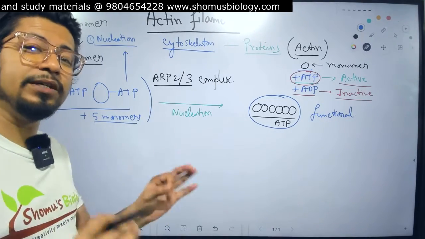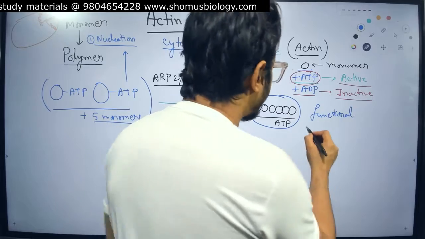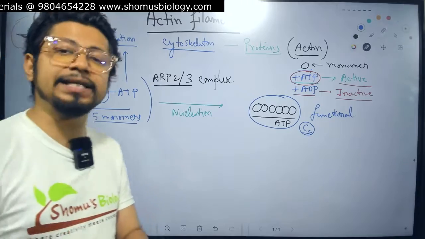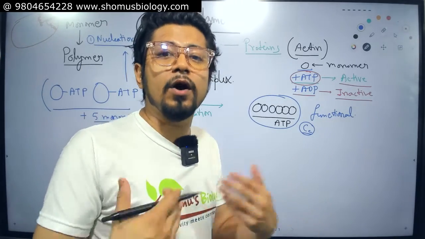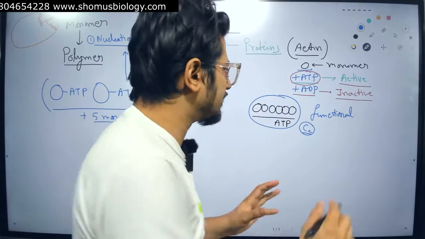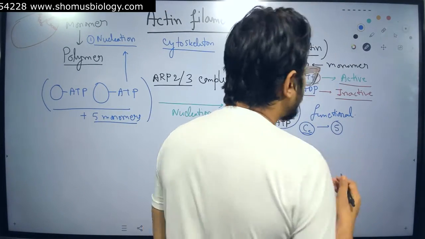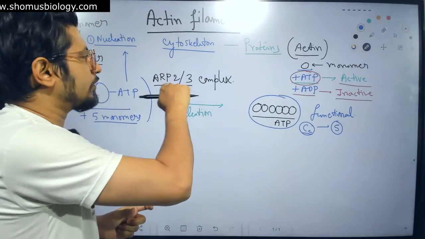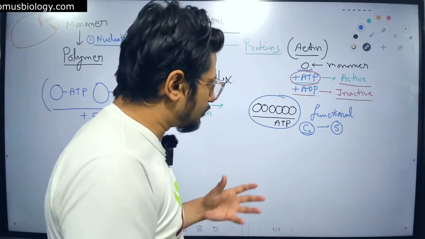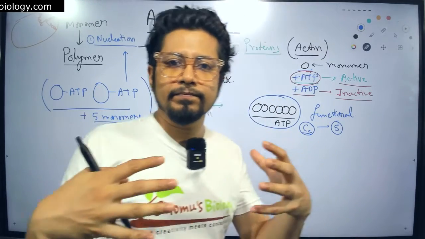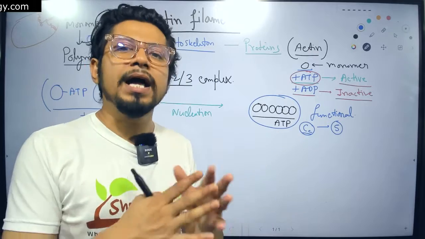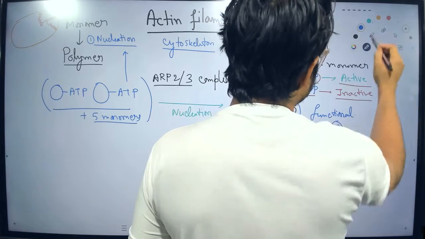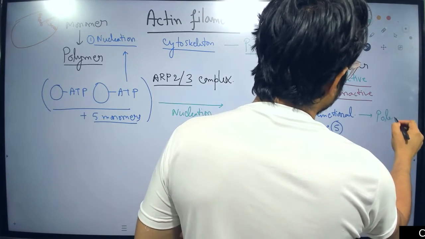But now just the nucleation is passed, and this is known as a critical concentration of actin monomers. F actin monomers means actin along with ATP, and the number of those monomers is known as the critical concentration. Let's say the critical concentration for that is 5. So once we have 5 ATP actin along with the presence of ARP2/3 complex, that marks the completion of the threshold value and the nucleation process is complete. Then only the polymerization would begin. Remember, the next step is polymerization.